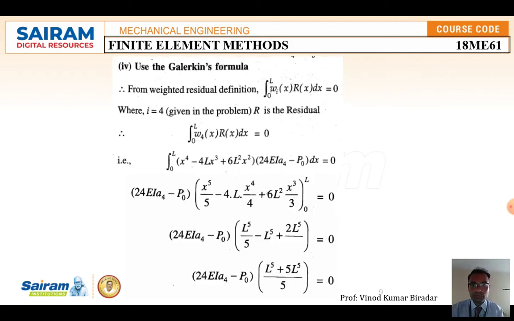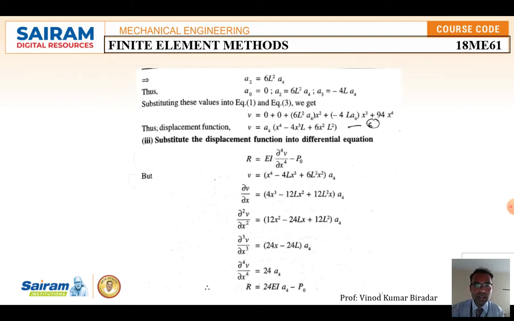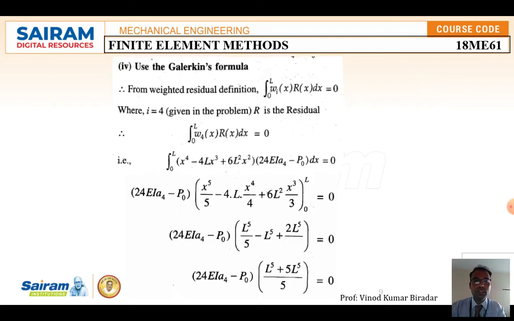Using the Galerkin formula, r is equal to EI times d to the power of 4 v, minus p naught. The d to the power of 4 value you have to substitute in this equation. It is equal to 24a4, so substitute and you are going to get 24 EI a4. So this is the weighted residual r. Then go for the next, that is using the weighted residual Galerkin formula, the integration of 0 to L, which we already calculated here.